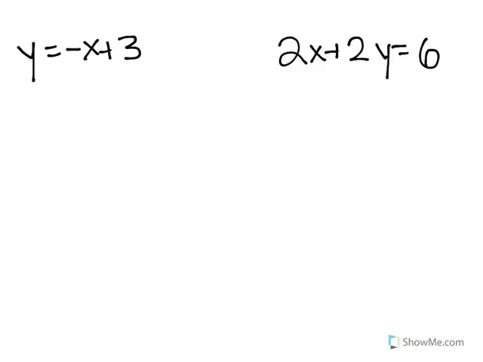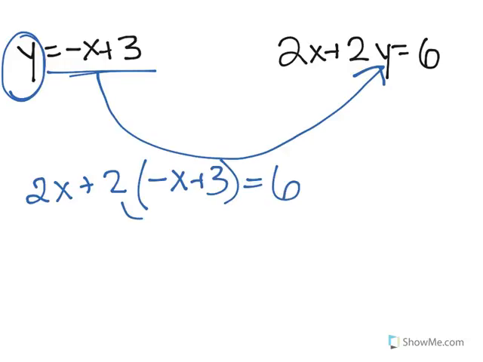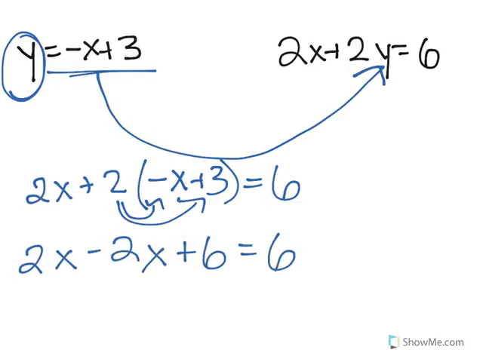We have y is equal to -x plus 3 and 2x plus 2y is equal to 6. Here we have the y isolated already, so we don't have to do anything to this equation. We just have to plug this in for y right there. So we have 2x plus 2 times y, but instead of having y, we have -x plus 3, is equal to 6. We distribute the 2, so we have 2x minus 2x plus 6 is equal to 6.